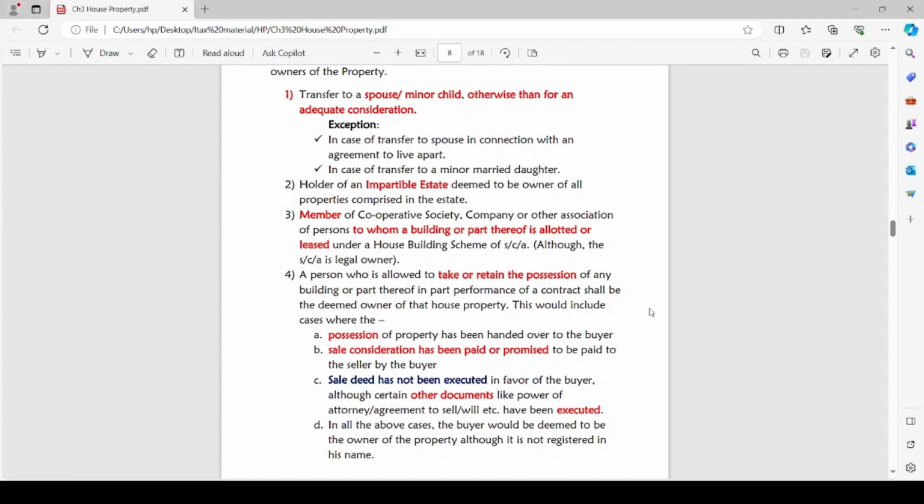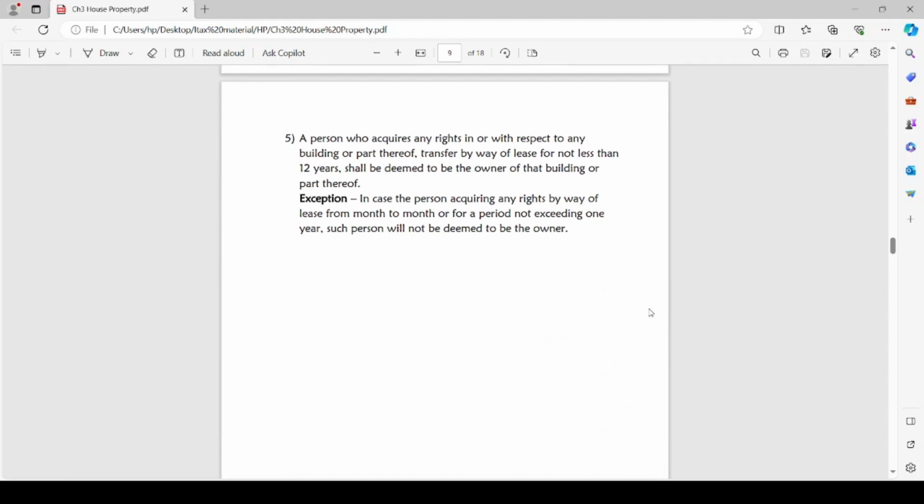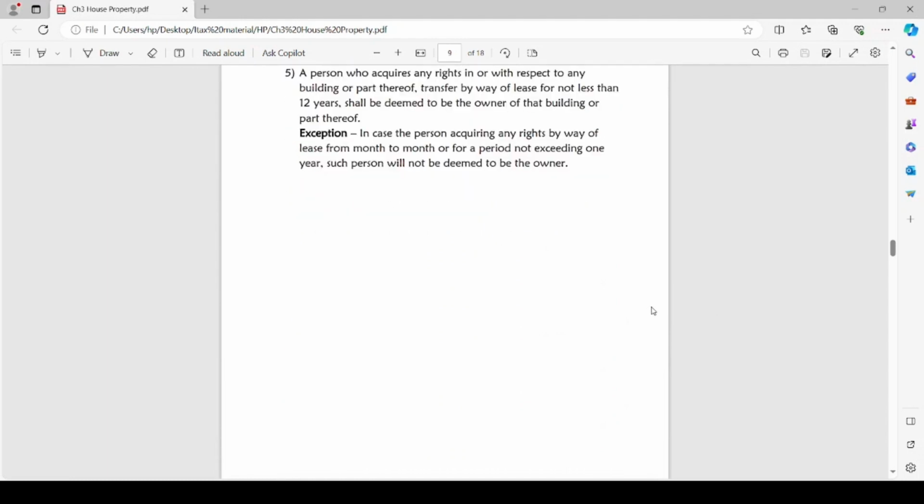Heading to the last point under this section, the fifth case: a person who acquires any rights in or with respect to any building or part thereof, transferred by way of lease for not less than 12 years, shall be deemed to be the owner of that building or part thereof. There is an exception to this case which states that in case the person acquires rights by way of lease from month to month or for a period not exceeding 1 year, such person will not be deemed to be the owner.